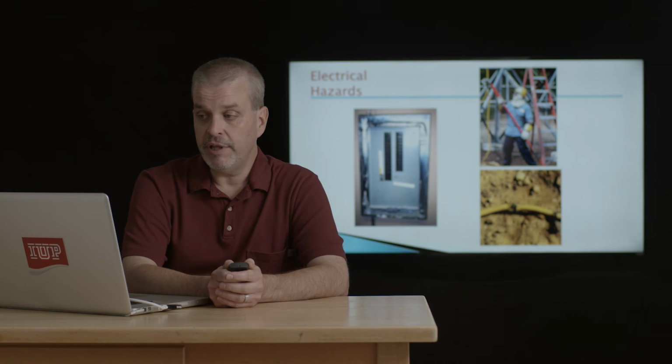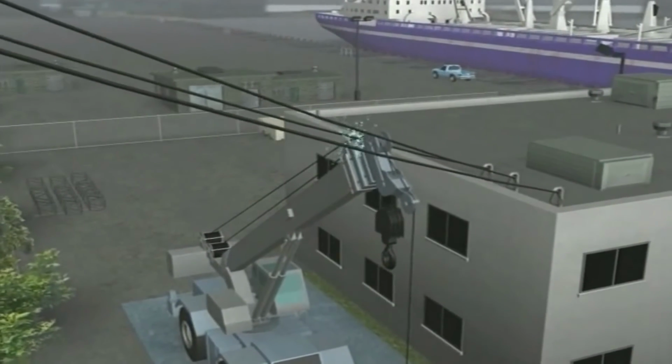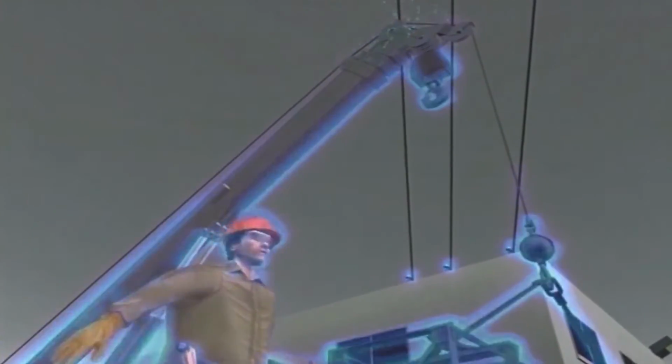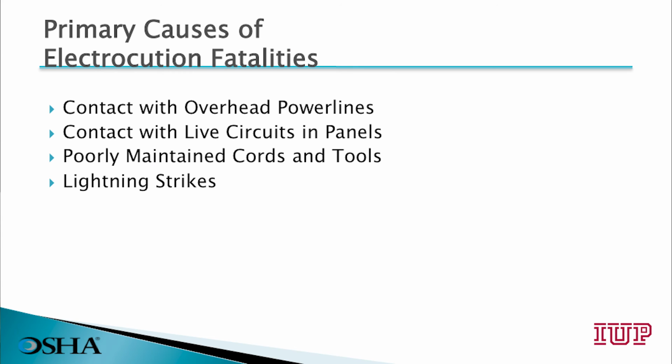The fourth hazard in the Focus 4 is electrical. And the primary causes of electrocution fatalities include contact with overhead power lines, contact with live circuits in the panels, poorly maintained cords and tools, and lightning strikes.